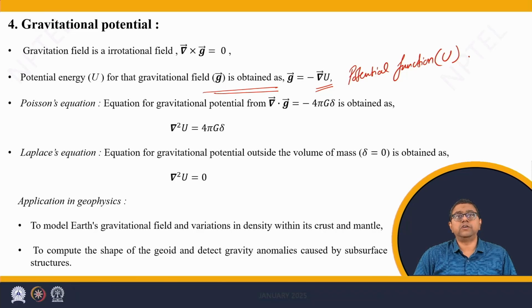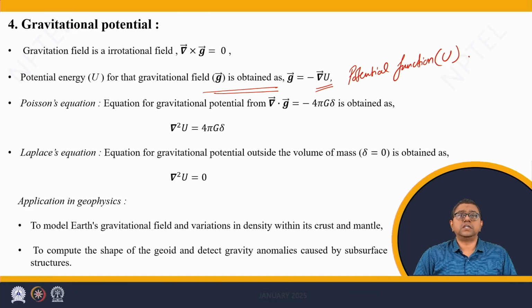Since curl of G equals 0 and curl of any gradient is equal to 0, G can be represented as minus of gradient of U, which is the potential function. This is the property of curl, and this has been discussed in previous lectures relating identities of curl of vector fields.